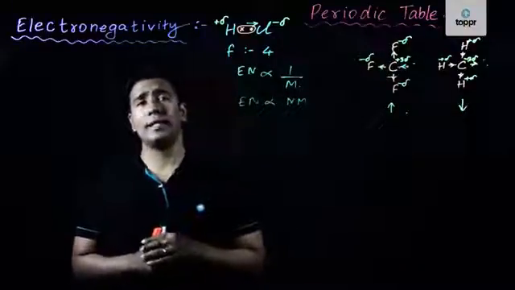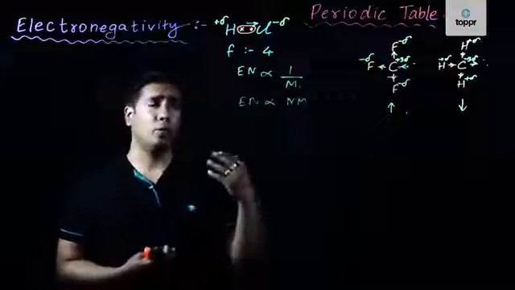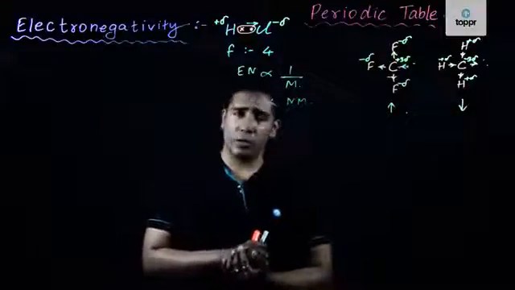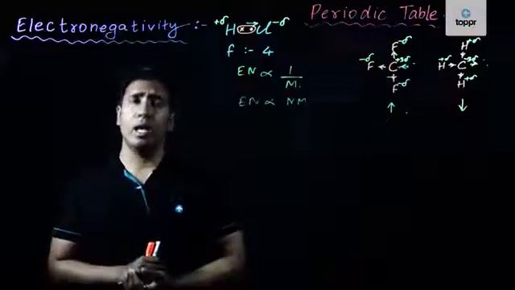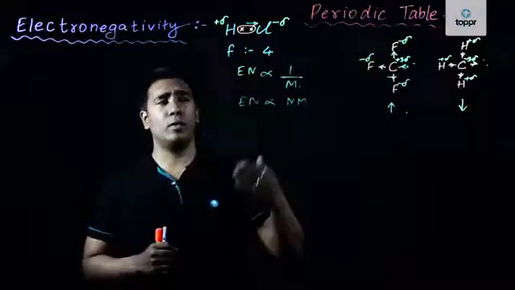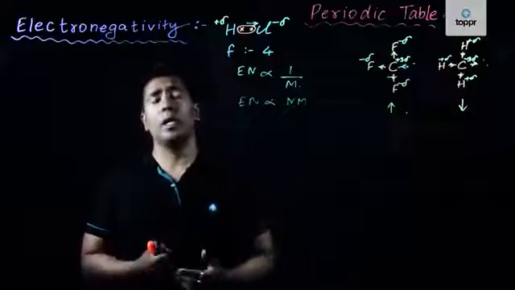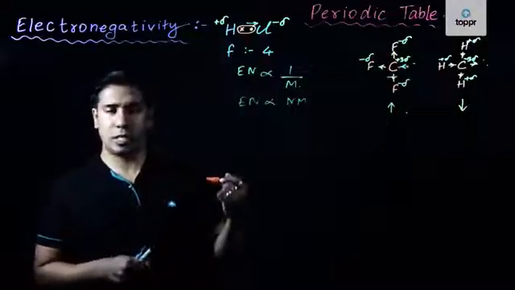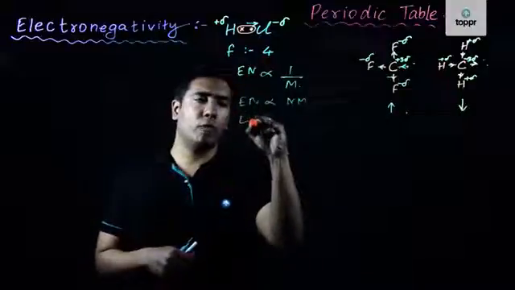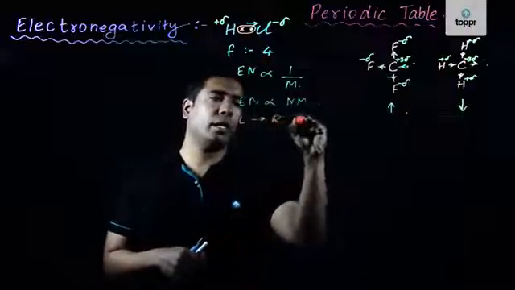Now let us understand what happens to electronegativity values when we move from left to right in a particular period, as well as when we move from top to bottom in a particular group. Let us look at what happens. First, let us see the situation wherein we move from left to right in a period.